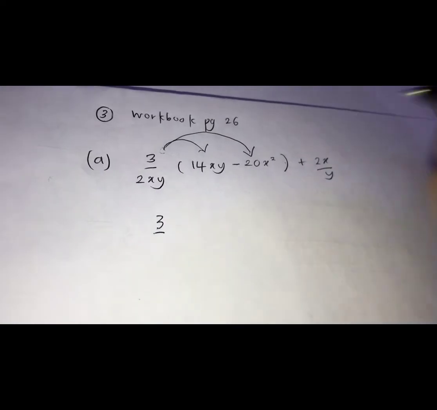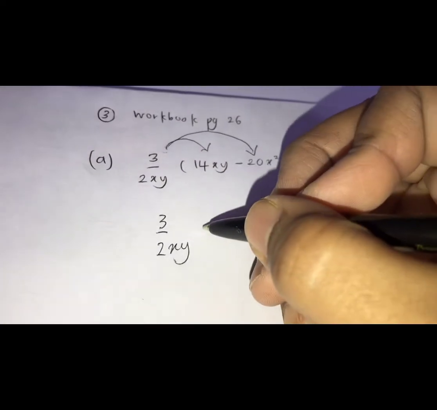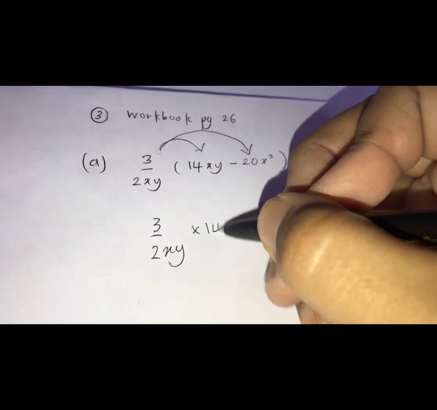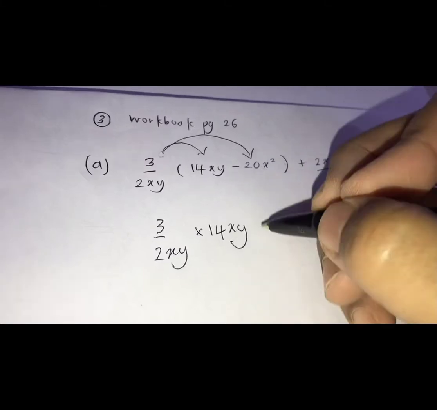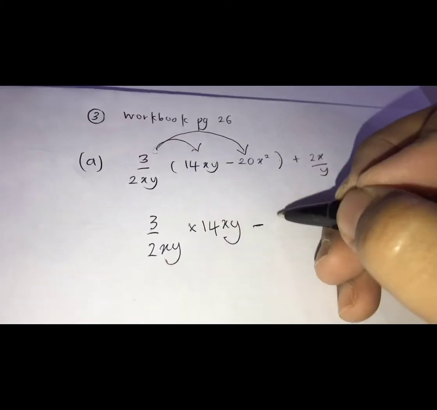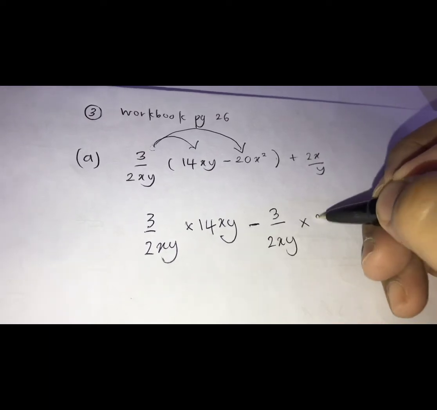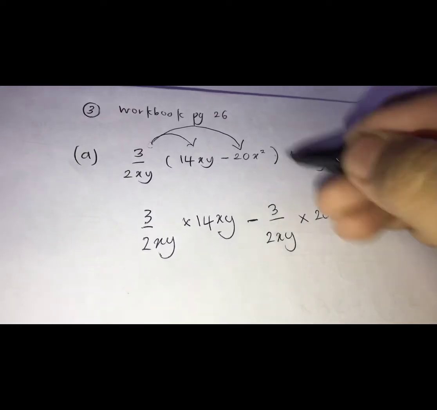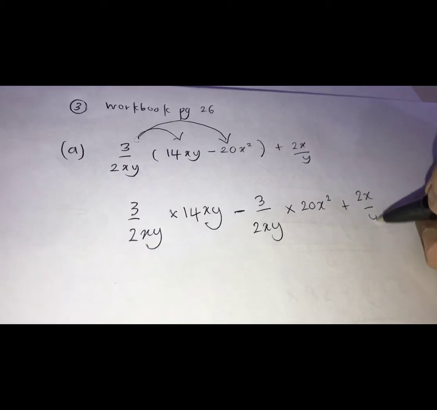3 over 2xy times 14xy. This one is positive times negative, so you get negative here. Copy 3 over 2xy times 20x squared, and this one copy back plus 2x over y.